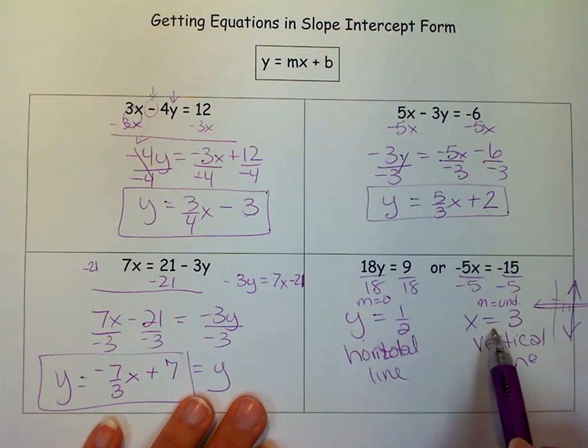Keep in mind, you can still get the y or the x alone. It just doesn't look like that y equals mx plus b, and you have to kind of memorize what the slopes of those two are.